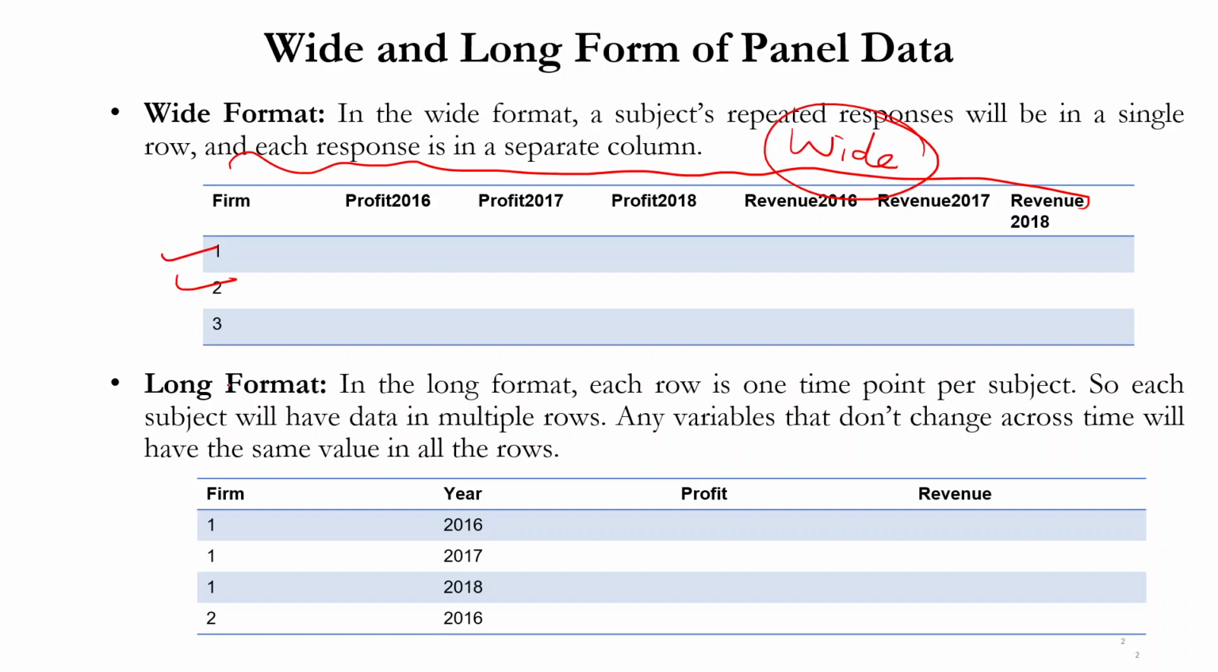The other way of representing a panel data is that you have a separate row for each of the years for each of the firm. Okay, so let's say we have data for firm 1 from 2016 to 2018. So this will come in three rows. For every year and for every firm, you have a different row. Similarly, for the second firm and for the third firm.